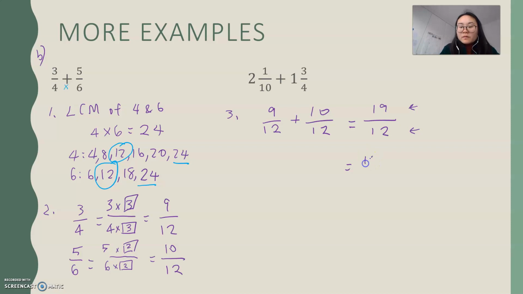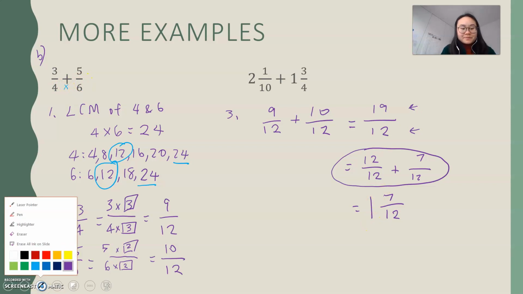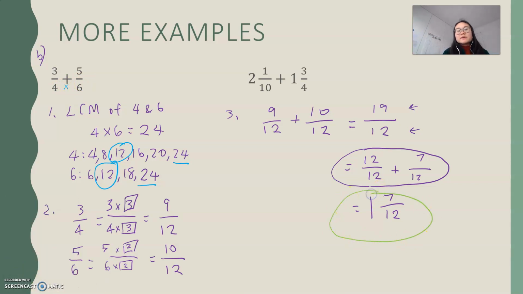To do that, you can break 19 up into 12 over 12 and 7 over 12, because 12 plus 7 gives you 19. 12 over 12 is the same as 1, so you've got 1 and 7 twelfths. Some of you might be able to skip this middle step. Okay, and that's your answer. So 3 over 4 plus 5 over 6 gives you 1 and 7 twelfths. Okay, so it is a bit of a long process, guys, but like I said, the more practice you do, the easier it will get for you.